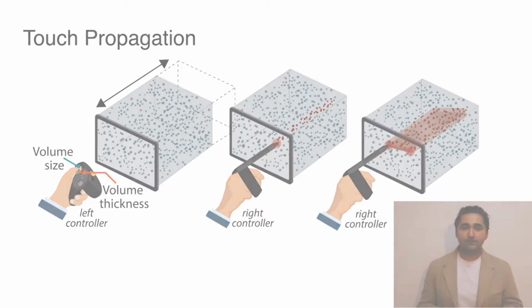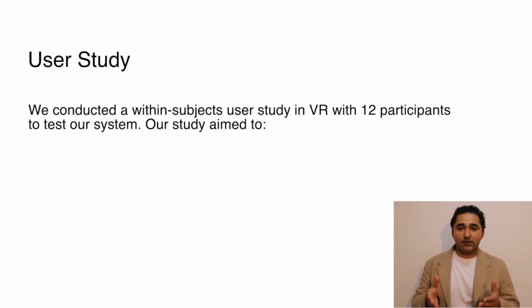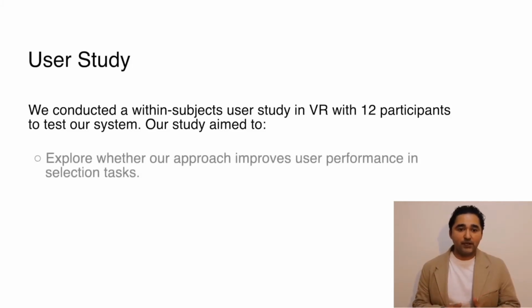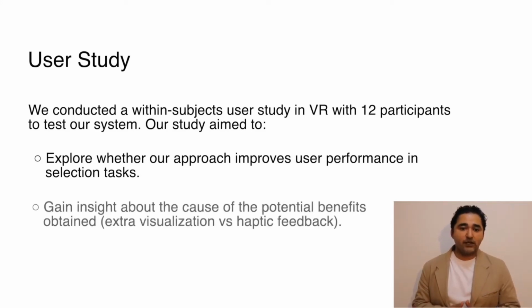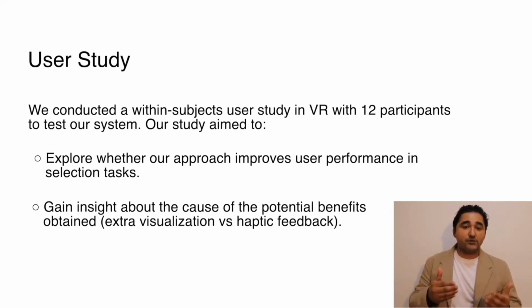comfortable and precise. We conducted a within-subject user study in VR with 12 participants to test our system. Our study aimed to, first, explore whether our approach improves user performance in selection tasks, and second, gain insight about the cause of potential benefits obtained during the user study. For instance, if the benefits came from the extra visualization or from the haptic feedback.